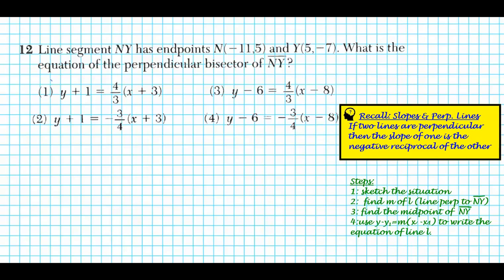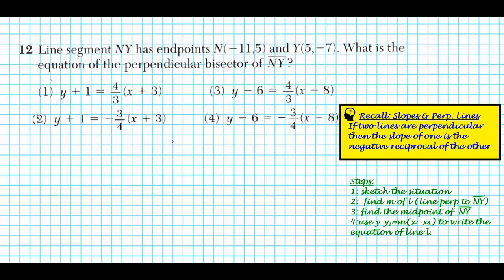And then lastly, we're going to combine the slope that we found and the point that we found in writing down the equation of the line that bisects the segment using the point-slope form of the equation of a line: y minus y1 equals m times x minus x1. So let's go ahead and start by sketching the situation.